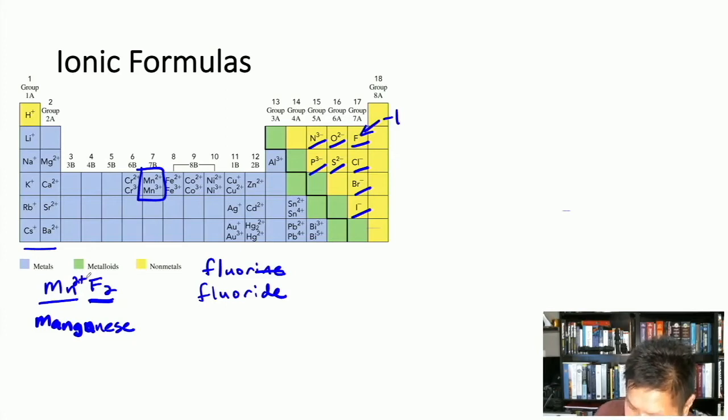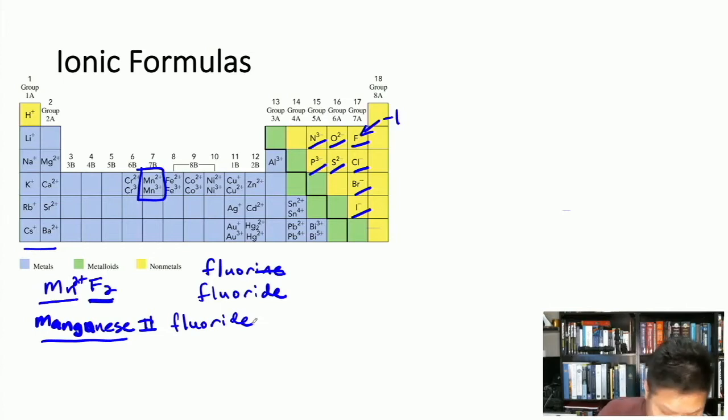And so the way I would write that is I would write out the name, the metal, manganese, and then the Roman numeral 2, and then fluoride. Because I want to balance out the charges of the anion with the charges of the cation, right? So let's try that again with another transition metal.